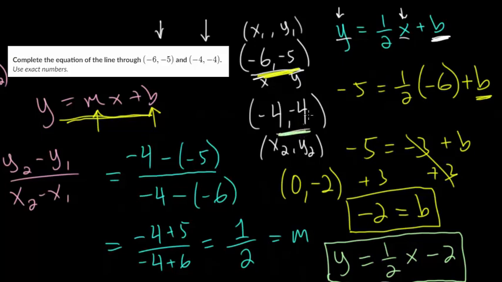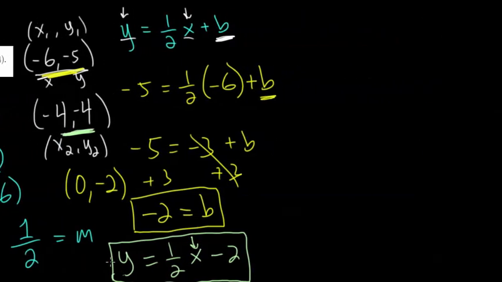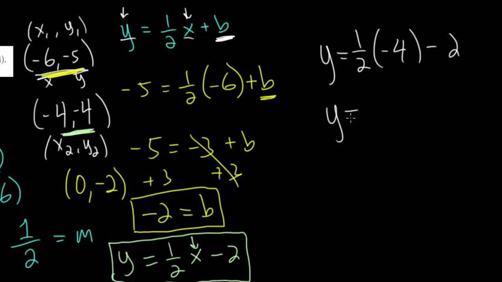You can test this by plugging in the point that you didn't use. We used this minus 6, minus 5 to find b, but now if we plug in this other point, we should get back negative 4. In other words, if I plug in negative 4 for x, then I should get a y value of negative 4. And if that's the case, then we can feel very confident that this equation is correct. So let's plug that in. We have y equal to 1/2 of minus 4, since that's the x value I'm plugging in, and then we'll subtract 2. So y is minus 4 divided by 2, which is minus 2. Then subtracting 2 from that, we get minus 4. So our test was correct, which tells us that we can feel very confident that this equation is right.